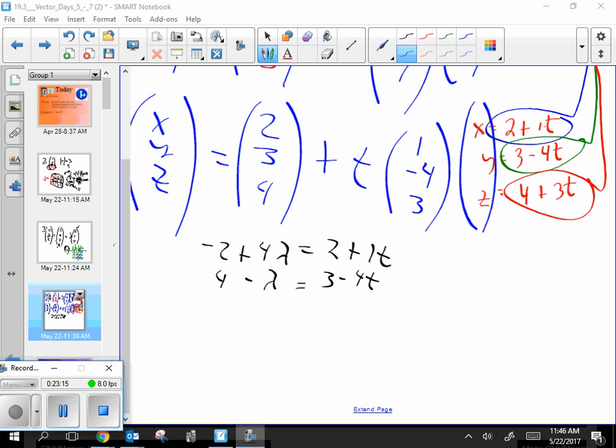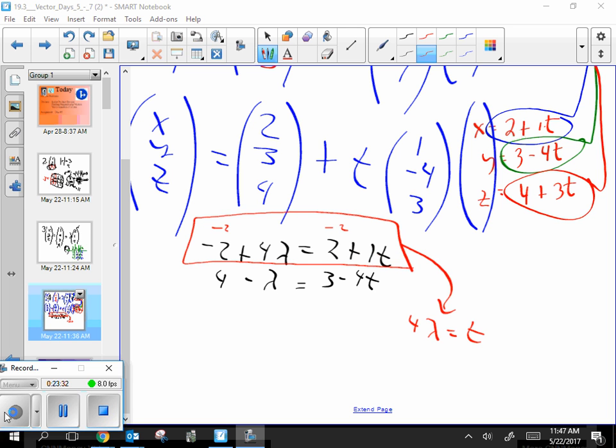All right, so I'm going to solve this one for t, because that's pretty easy. I'm going to subtract 2 from both sides, taking the top equation and subtracting 2 from both sides. And that will give me 4 lambda is equal to t. Cool, that's pretty easy. Oh, did I do that wrong? Oh, it's -4. Sorry, -4 plus 4 lambda. There you go. Good, thank you.